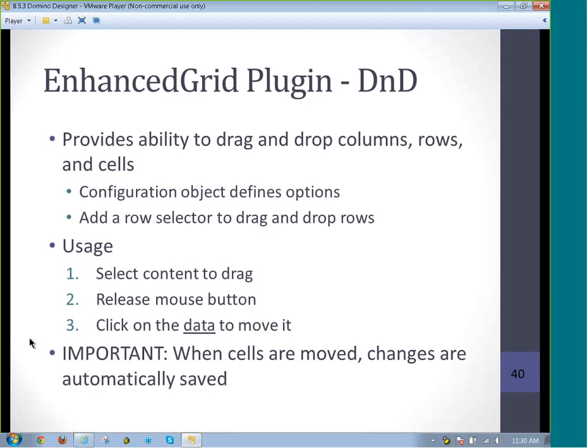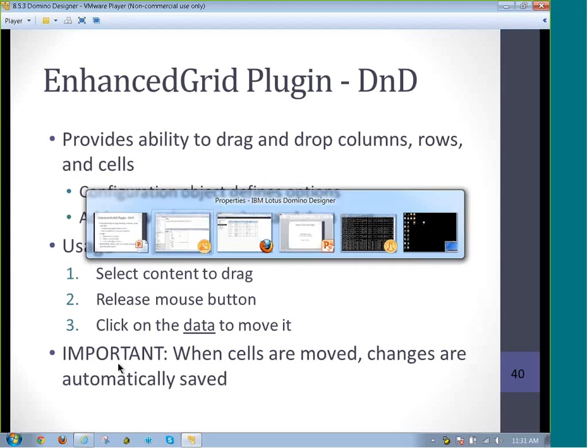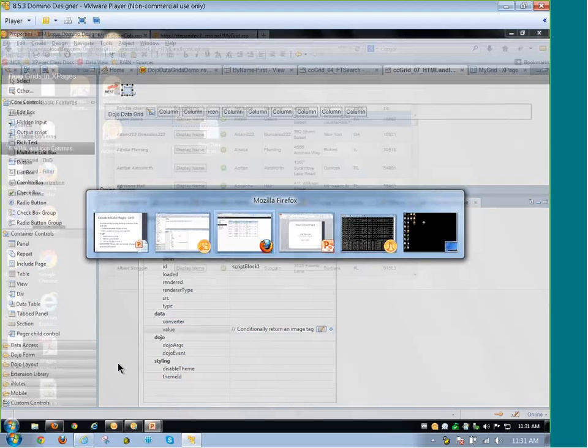The important thing to understand, this can be a little strange to get used to using. You first select the content to drag, then you release the mouse button and then click on the data and actually drag it. Okay, and I'll show this in a moment. The most important thing to understand here: if you allow dragging and dropping of cell data, it automatically saves changes as soon as it's dropped. So be aware of that and probably take steps to prevent that option if you don't want that. Let's take a look at this on our grid.